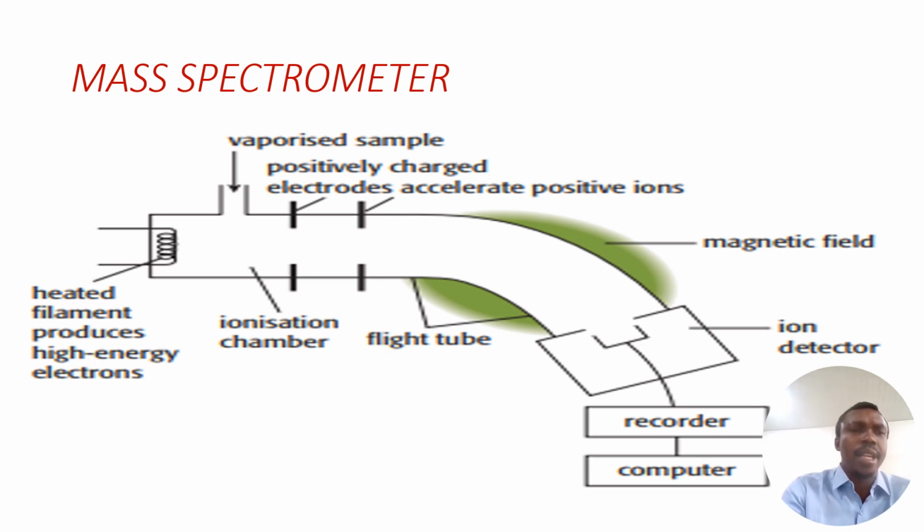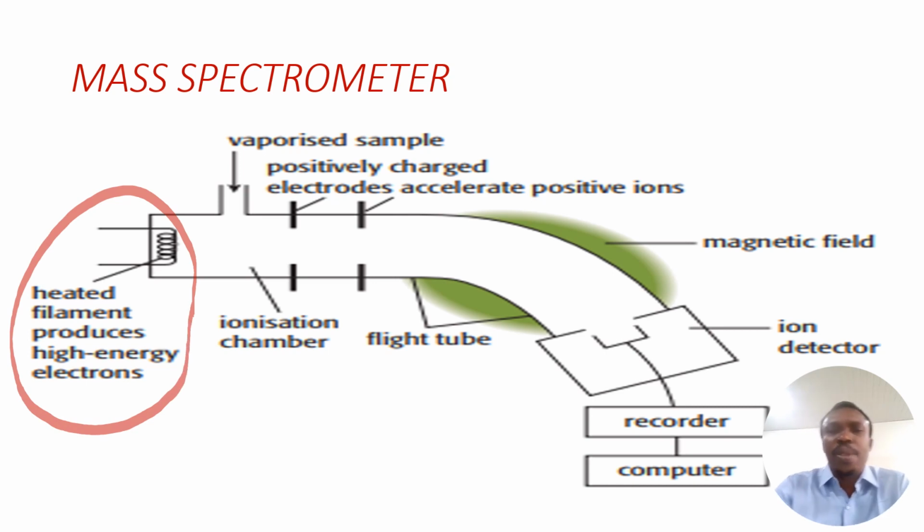Now this is the heated filament that produces high energy electrons that knock off electrons from the sample, which causes the sample to undergo ionization, whereby it produces the molecular ion, and can still undergo what we call fragmentation. You are going to do more of that in your A2. So this is the ionization chamber where ionization takes place.